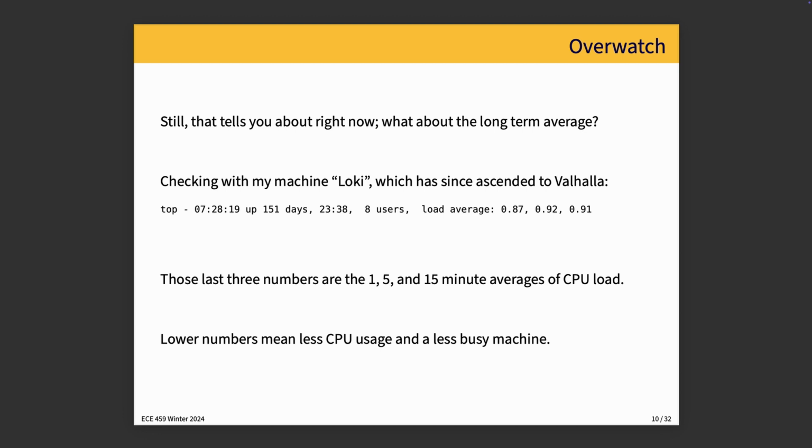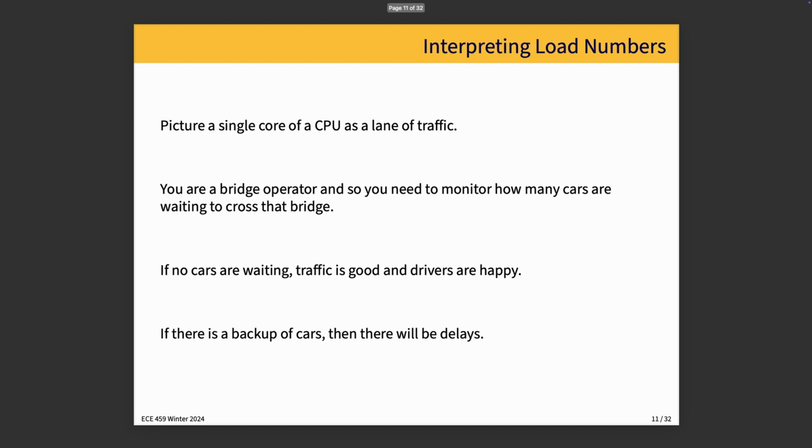Why were the load averages somewhat high for this machine? Well, partly at the time I was donating its free CPU cycles to World Community Grid. I used to say, I'm single-handedly saving the world. I did stop in 2016, and look what's happened since then. So maybe I shouldn't have stopped. But lower numbers mean less CPU usage and a less busy machine overall.